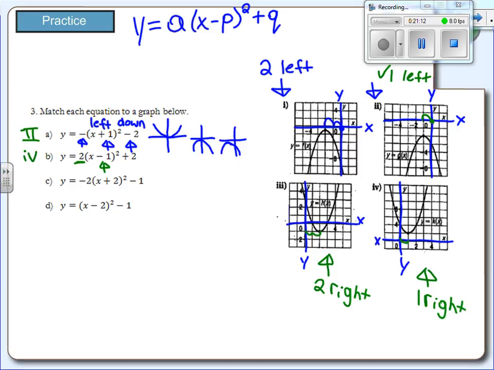The next two should be pretty easy, because I'm now looking for one that's opening downwards. The only one that's left going downwards is I. And then I'm looking for one that's gone upwards, because there's no A value. If there's no A value, there's an invisible 1 there. So I'm looking for a graph that's opening upwards, and the other graph that's opening upwards is III.